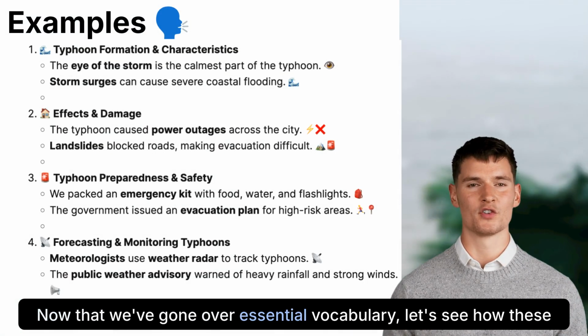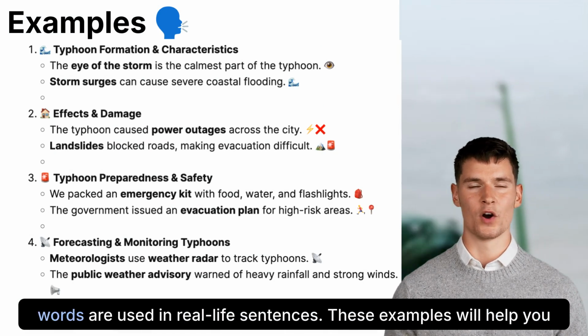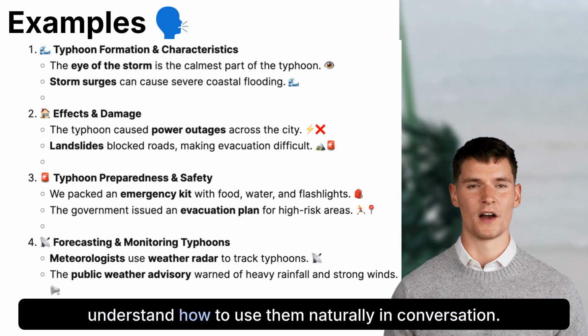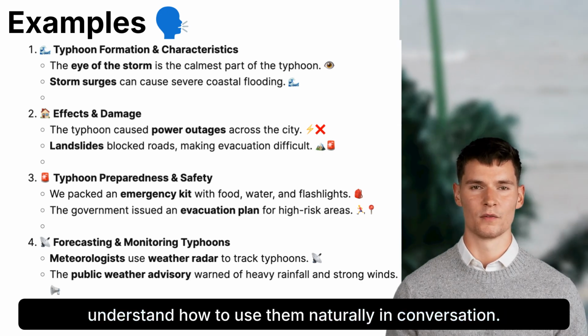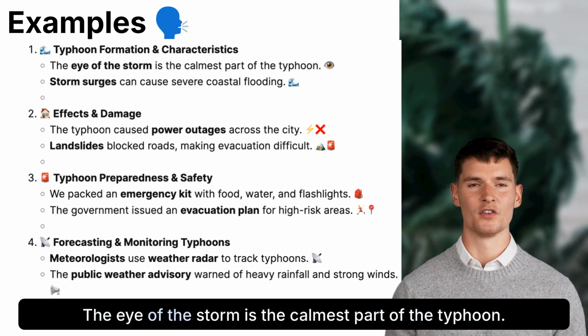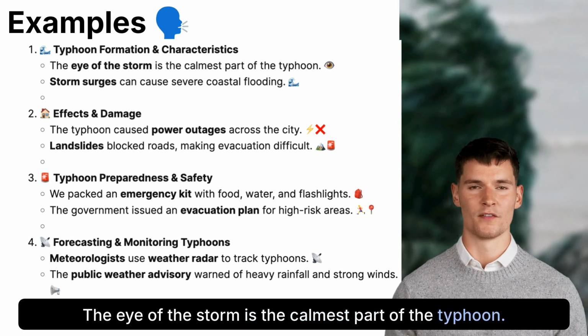Now that we've gone over essential vocabulary, let's see how these words are used in real-life sentences. These examples will help you understand how to use them naturally in conversation. 1. Typhoon formation and characteristics. The eye of the storm is the calmest part of the typhoon.